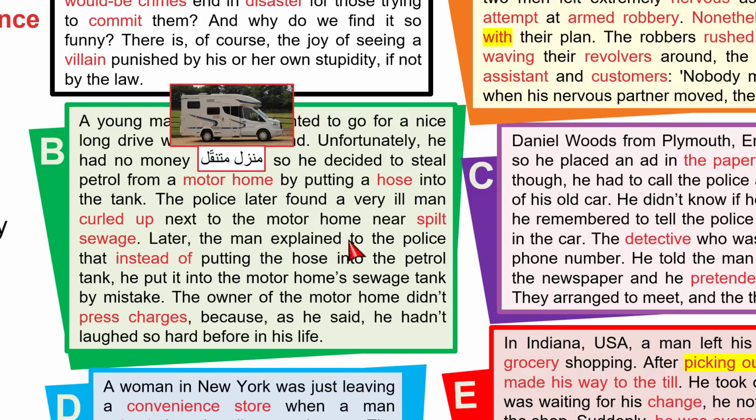Later, the man explained to the police that instead of putting the hose into the petrol tank, he put it into the motorhome's sewage tank by mistake. The owner of the motorhome didn't press charges, didn't take them to trial, because, as he said, he hadn't laughed so hard before in his life. It was so funny. Instead of stealing petrol, they stole sewage.